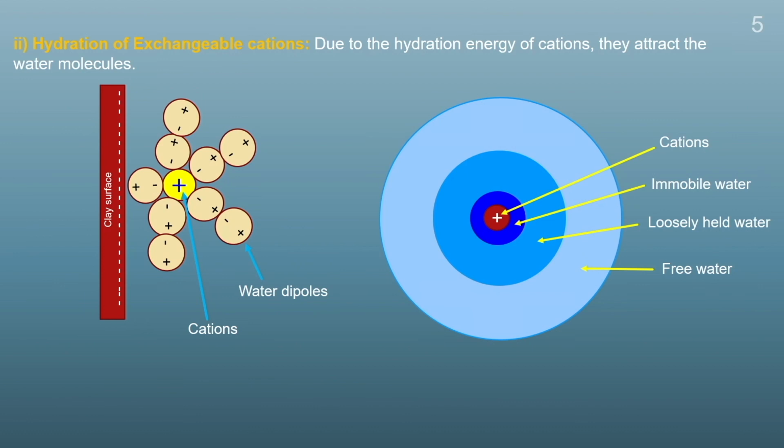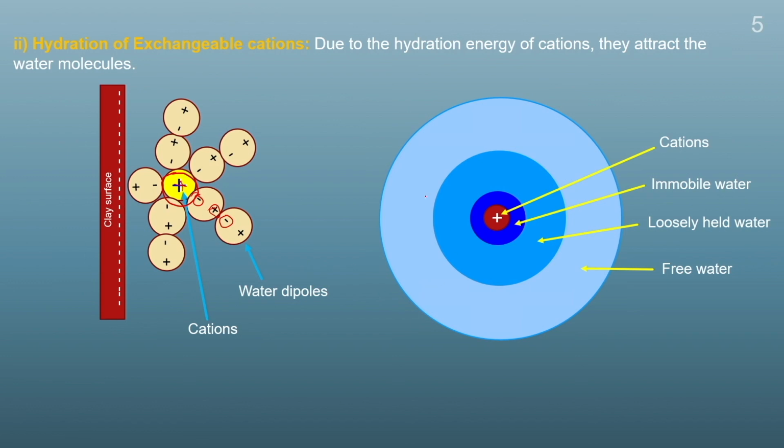The next mechanism is the hydration of the exchangeable cations. We know that there are exchangeable cations present on the clay surface. Now, these exchangeable cations will attract the water molecules. Due to the dipolar nature of the water molecules, the negative pole of the water molecule will be attracted towards the cations, and in consequence the positive end of the water dipole will attract the negative end of another water dipole, and so it will keep on attaching water molecules like this, but the force of attraction will keep on decreasing with the distance.